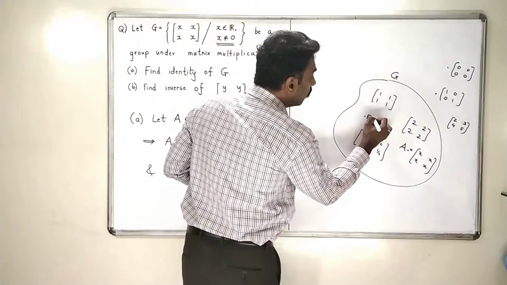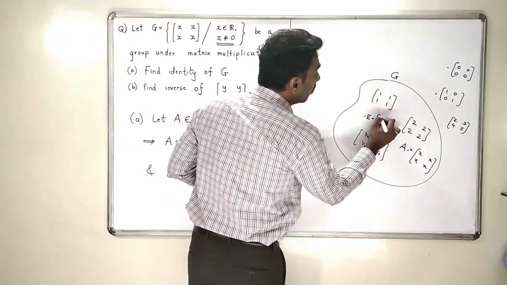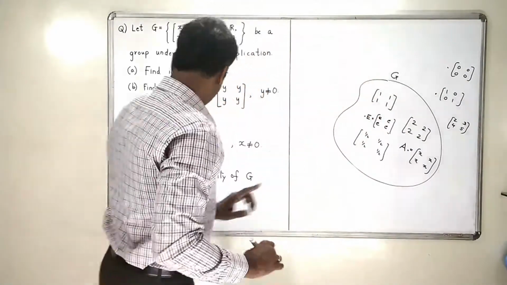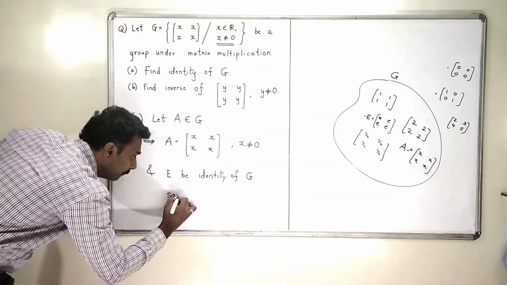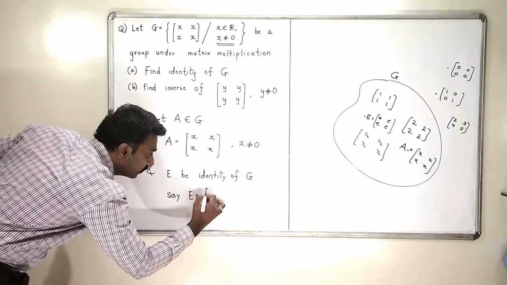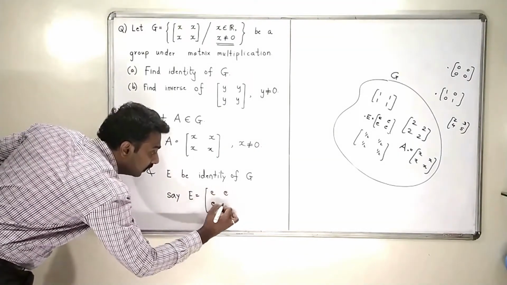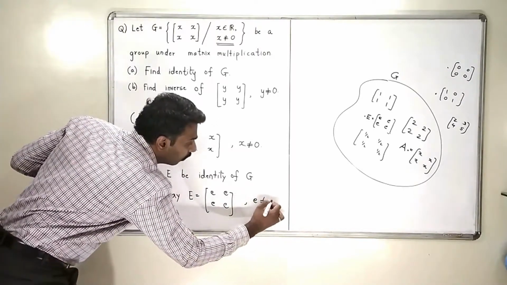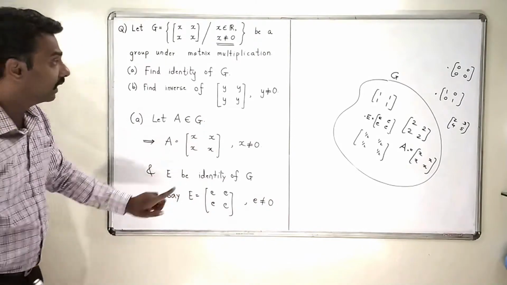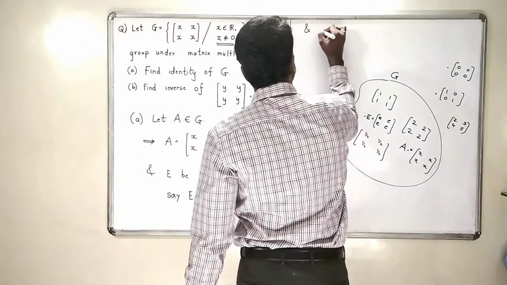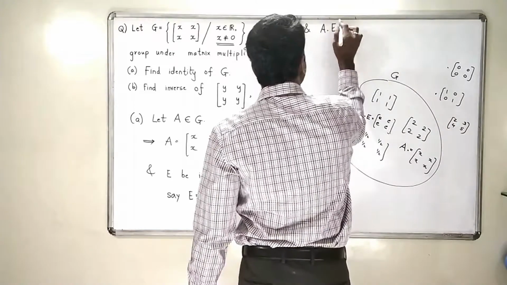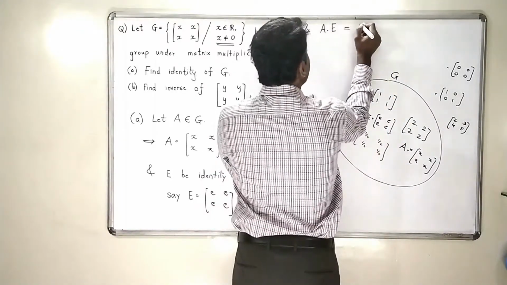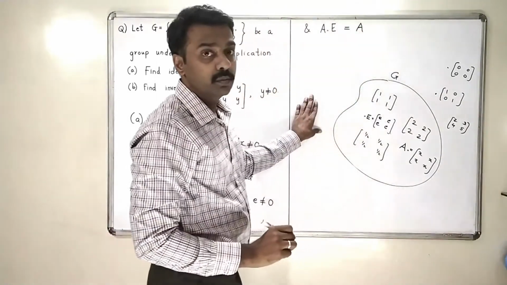So how will this E matrix look like? Now this E matrix will also have all the entries the same, because the E matrix is also in this set. So I will say E is equal to e, e, e, e, where e is not equal to 0, right? And A multiplied by E, what should it be? Because E is the identity of this set, A multiplied by E should again be equal to A.